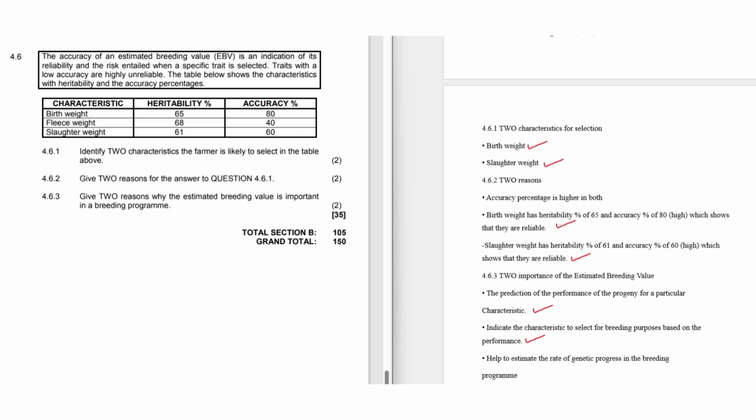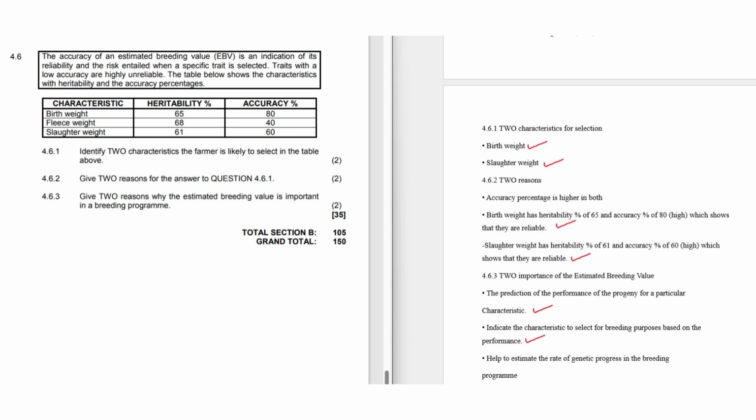4.6.3. Give two reasons why the estimated breeding value is important in a breeding program. In a breeding program, why is it important? It is important because it shows us the prediction of the performance of the progeny for a particular characteristic. Okay, let me try to put this in a more simple way. Progeny means an offspring, right? So let me try and break it down. So it helps us to predict the performance of the offspring for a particular characteristic.